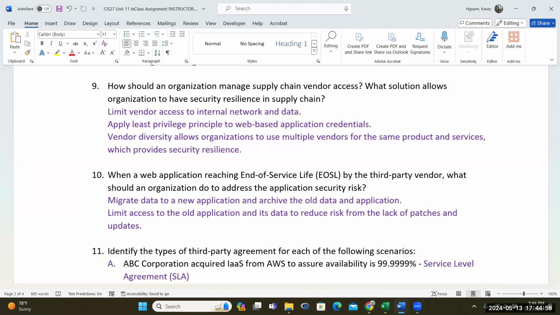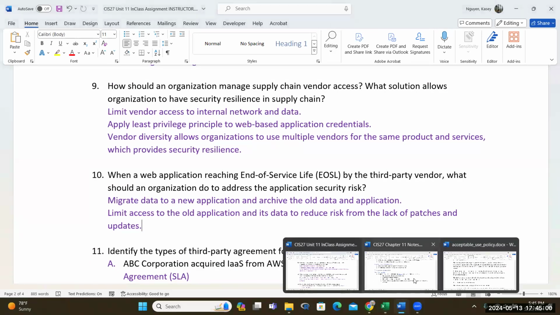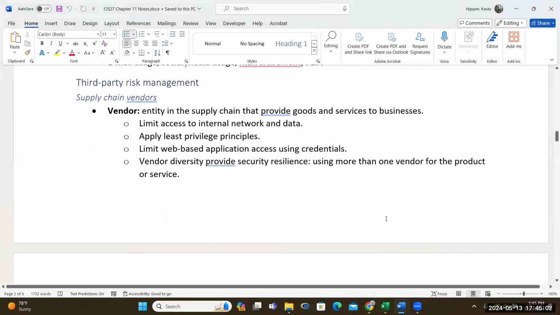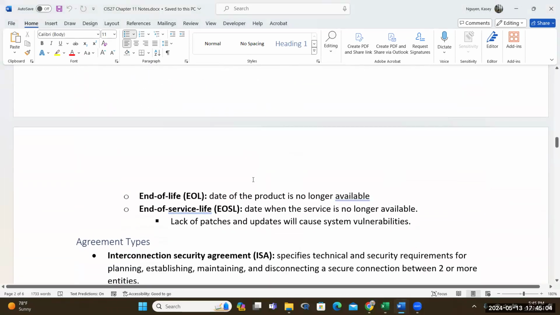Okay, so here it talks about end of life and end of service life, the difference. The end of life is really for a product, and end of service life could be for applications or server systems or a system. We just have to make sure that we patch them.